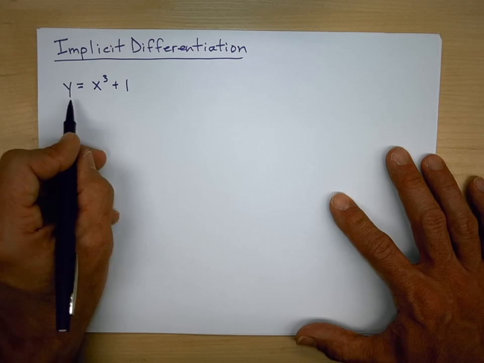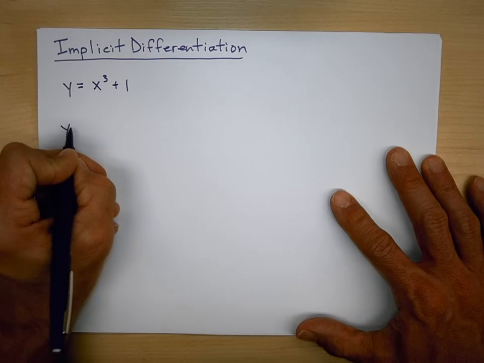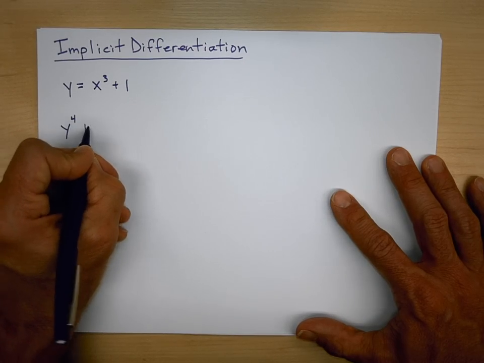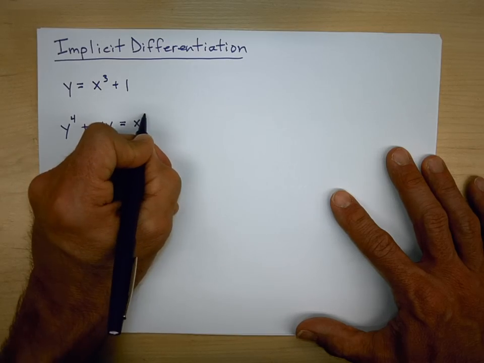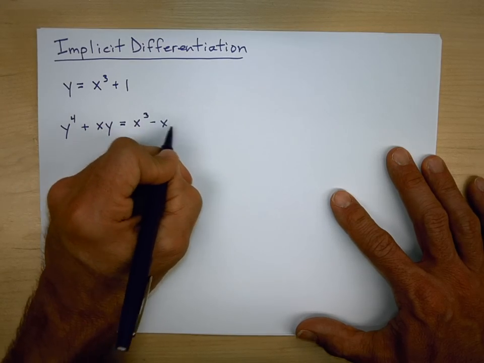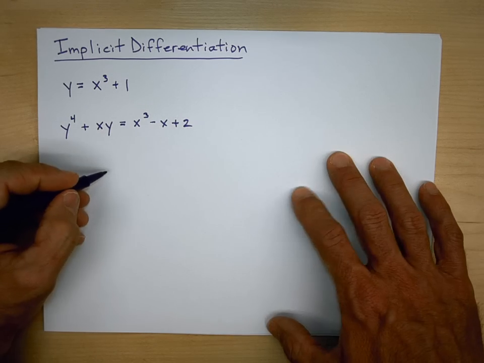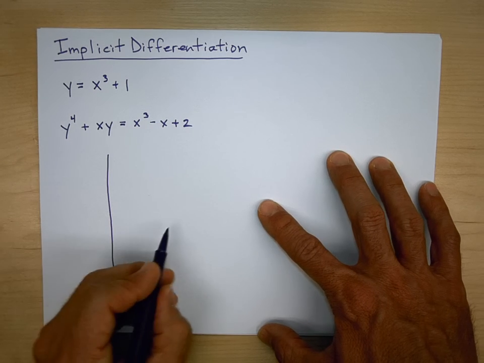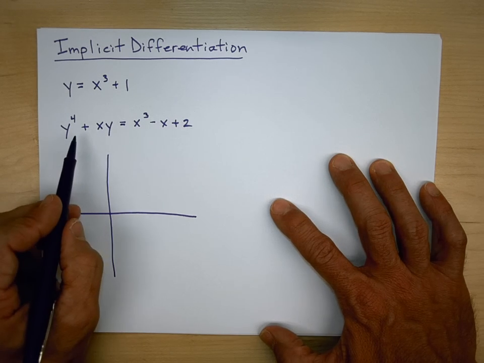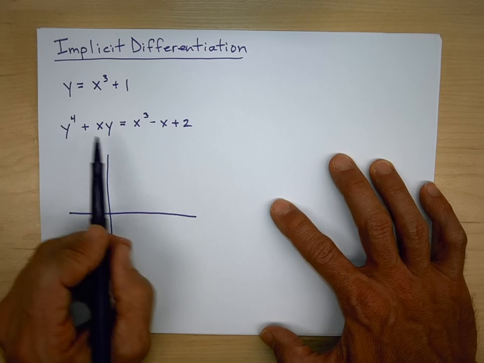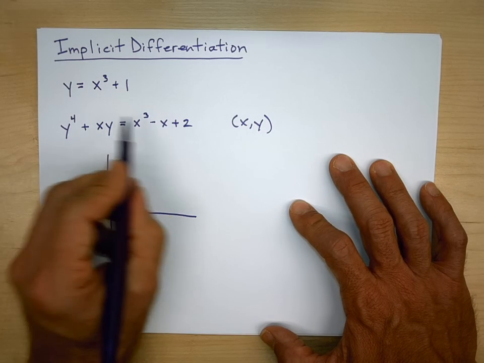It might be easier to understand explicit in terms of something that's not. So let's think about something like this: y to the fourth plus xy equals x cubed minus x plus 2. Let me just sketch a quick graph of the curve that is traced out. Basically what we're looking for are all points (x, y) that satisfy this equation.